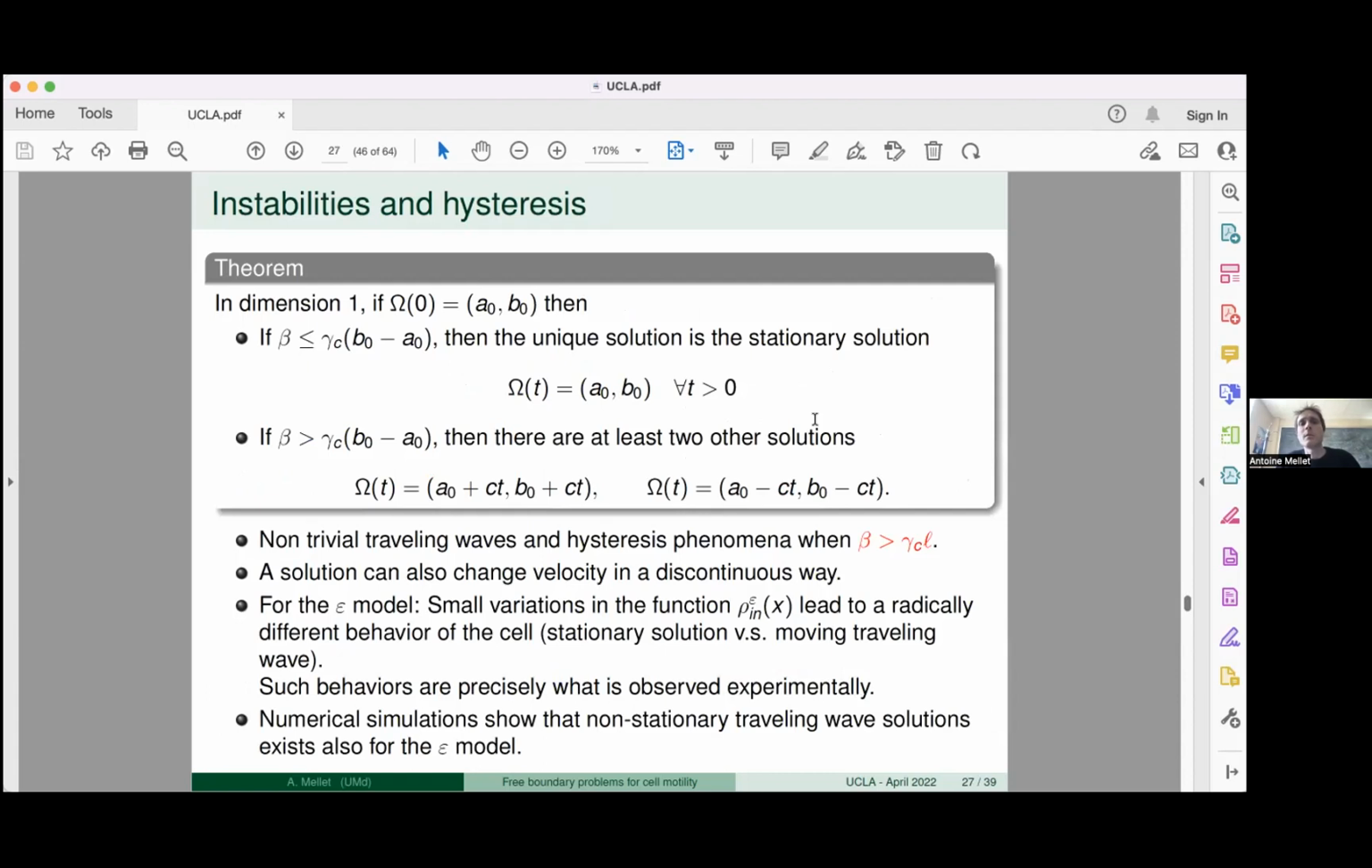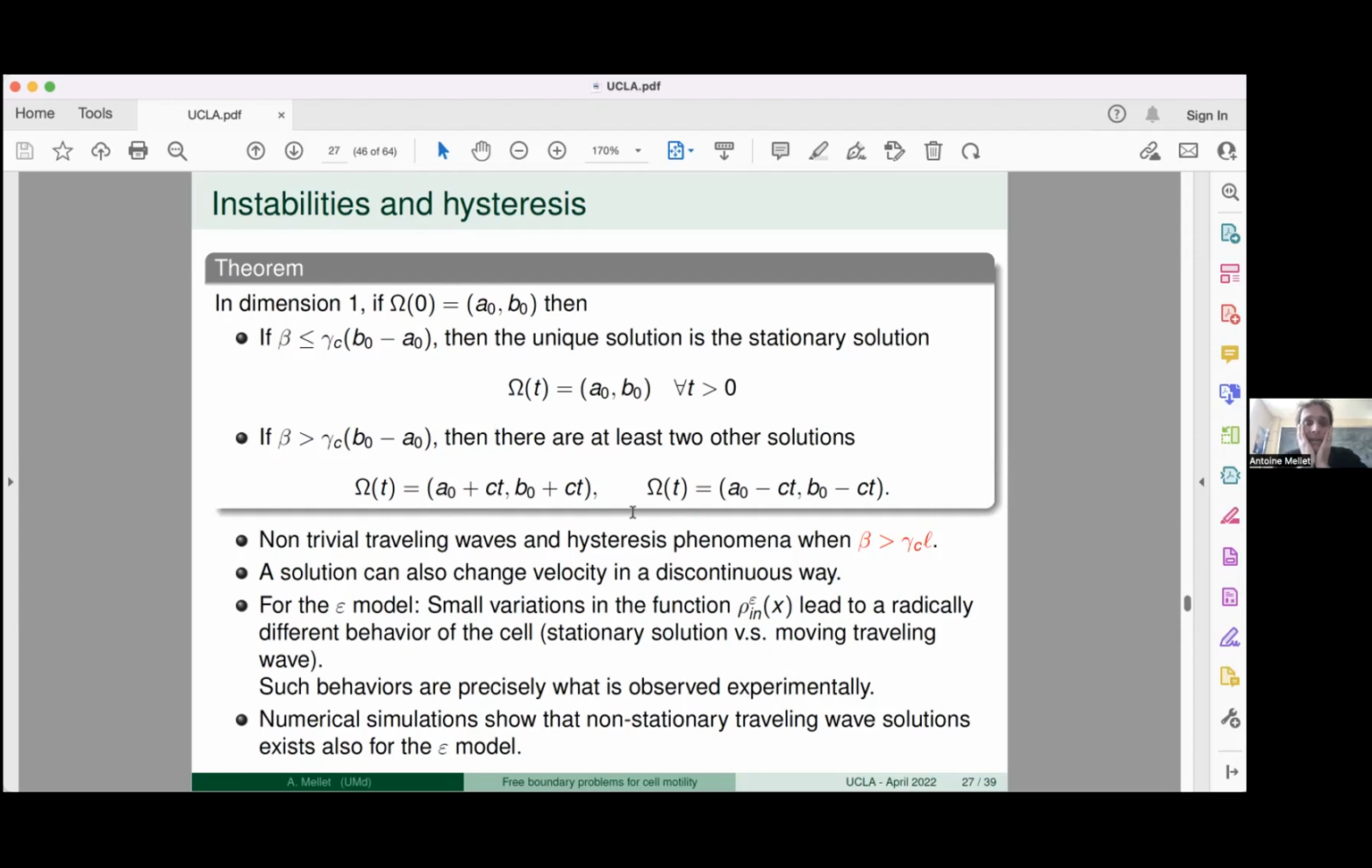So for the original problem, what it means is that if your initial data is an interval, A0, B0, then if beta is small compared to the length of the interval, there is only one solution, which is a constant solution, a stationary solution. Nothing is happening. But if beta is large, there are 2 other solutions with the same initial data, moving to the left or to the right with a certain speed c, which depends on beta. So we have those non-trivial traveling waves. Those are traveling wave type solutions, a fixed shape that's moving with a fixed velocity, left or right.